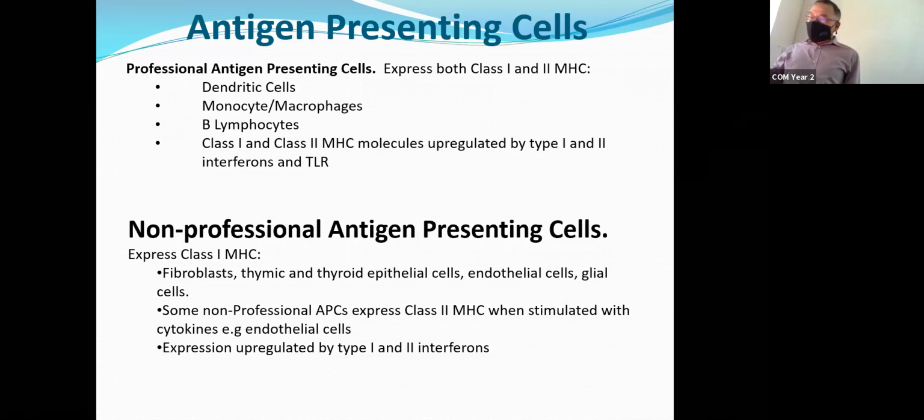Some other types of cells, like parenchymal cells, well, like I said, all cells in the body express class 1 MHC. But some other kinds of cells, like endothelial cells, some epithelial cells in the skin, occasionally can also express class 2 MHC.